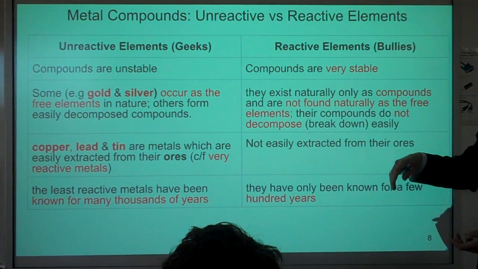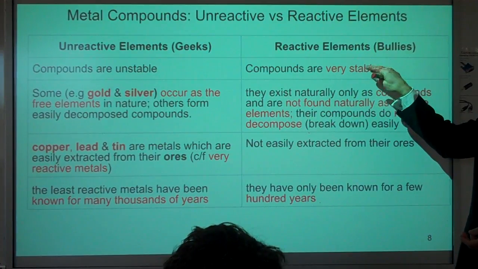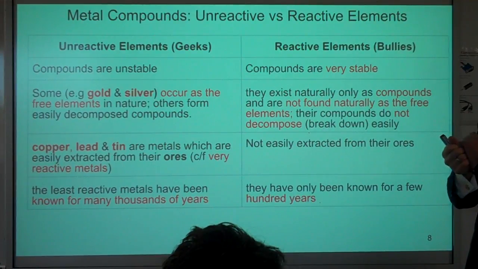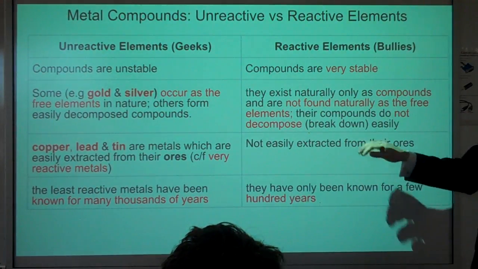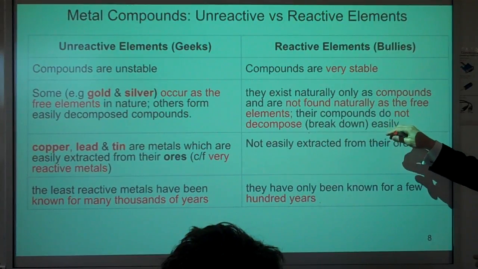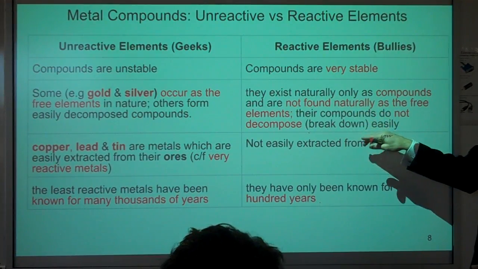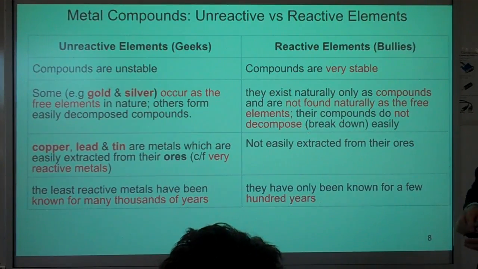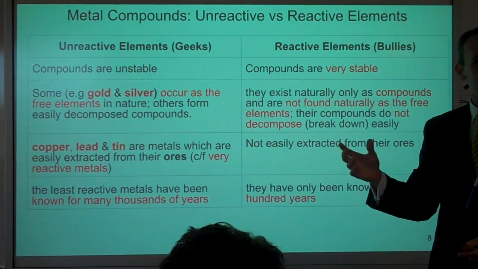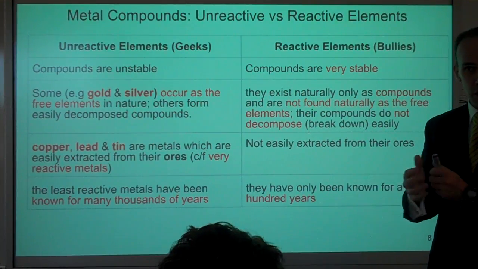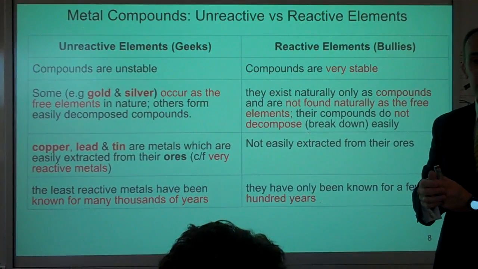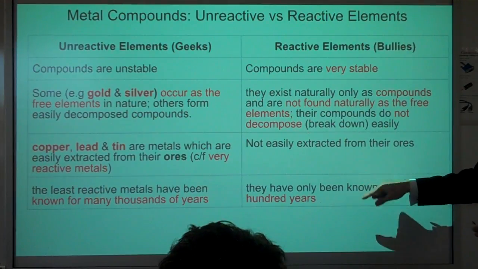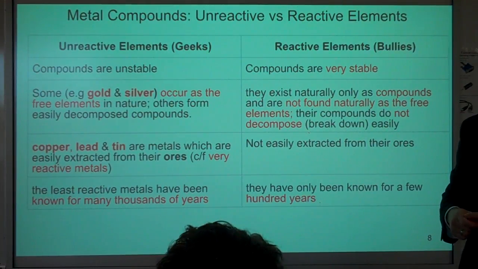Now, at the opposite end of the spectrum, like lithium, the reactive elements, the compounds are very stable. Once they form a compound, they really hang on to it. They exist naturally only as compounds and are not found as free elements. Their compounds do not decompose or break down easily. Like iron ore, the iron in that iron ore doesn't decompose easily. It's a very, very stable compound. To get it out of there, you'll need a lot of energy. You will need to smelt the iron out. These are not easily extracted and have only been known for a few hundred years.